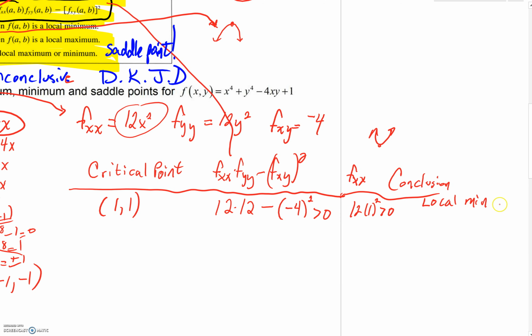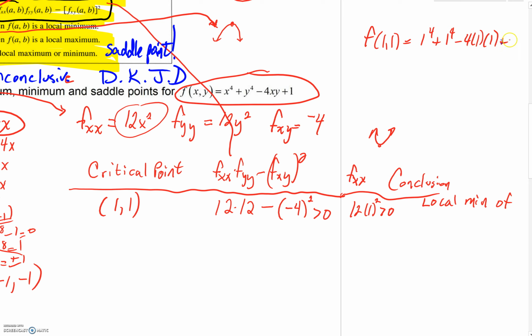And we can say a local min of something. This is where we can come back to our function right here and say f of (1, 1). Well, it's 1 to the 4th plus 1 to the 4th minus 4 times 1 times 1 plus 1. That's 1 plus 1, that's a 2, minus a 4 plus a 1. That's 3 minus 4, that's going to equal negative 1. So it's a local min of negative 1 at this point (1, 1). We found a local minimum.